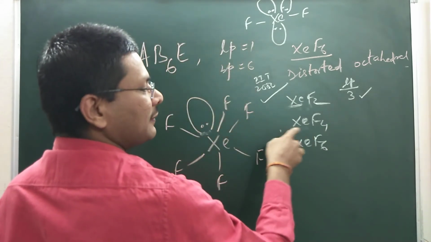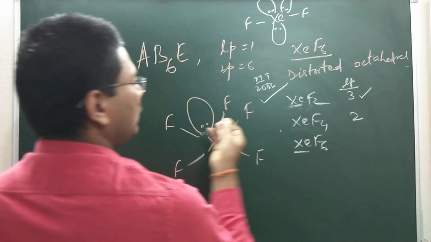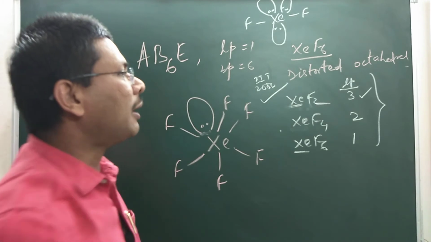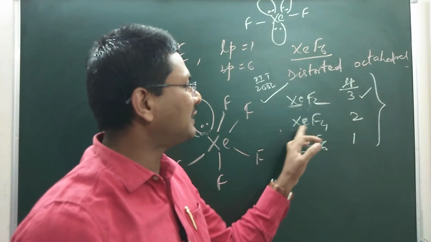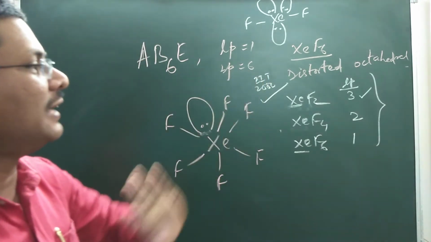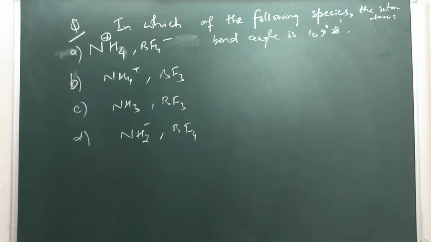Next, xenon has 8, 4 it forms, so 4 remain, so 2 lone pairs. Here, in XeF6, 1 lone pair. So this has been asked in IIT. So the number of lone pairs in XeF2, XeF4 and XeF6 are 3, 2, 1 respectively. Let's see the next question.